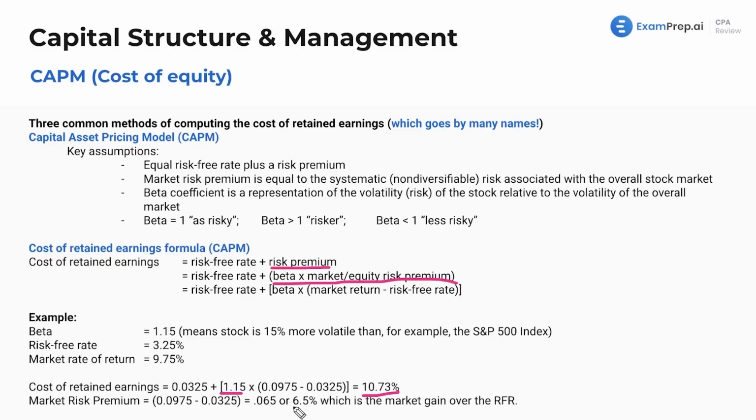So our market risk premium is 6.5%, which is the market gain over the risk-free rate. Without thinking, without risk, without losing a single hour of sleep, you could have put your money in the risk-free rate, the treasury bonds, and earned 3.25%. But you chose to put your money in the market at 9.75. So you are essentially getting a 6.5 premium over the risk-free rate by, quote unquote, risking your money.